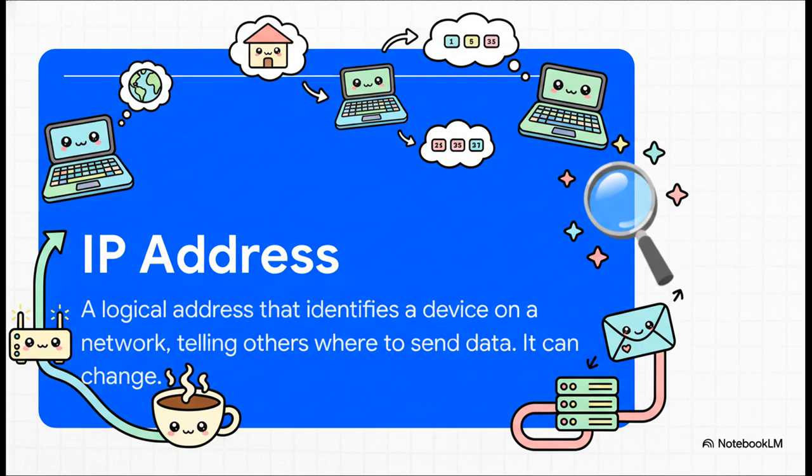Now, it's known as a logical address, and that's a key detail to remember. It basically means the address is given to your device by the network it's currently connected to, so it can change. Say you take your laptop from your home Wi-Fi to a local coffee shop, it'll be given a brand new IP address. Its main job is to act as the global address for your device on the internet so other computers know where to send data.